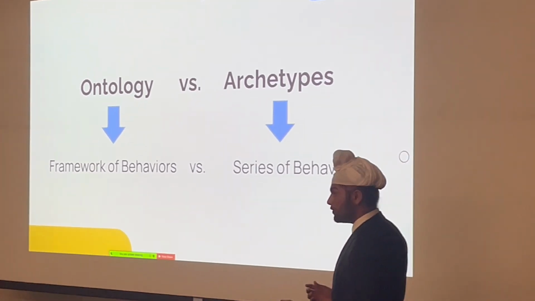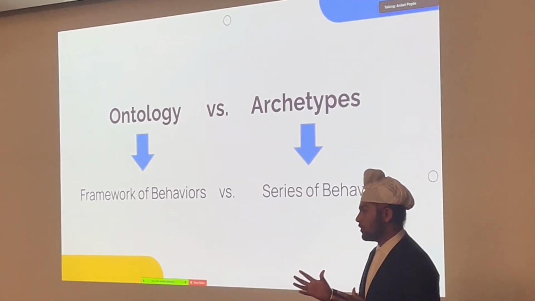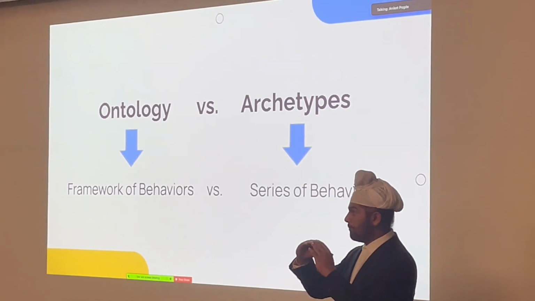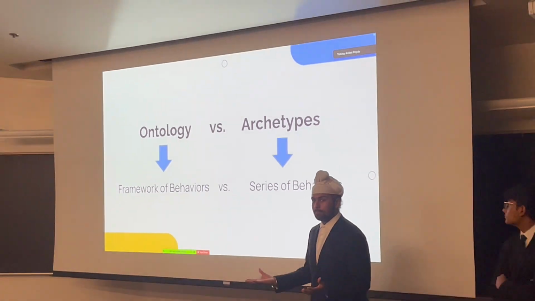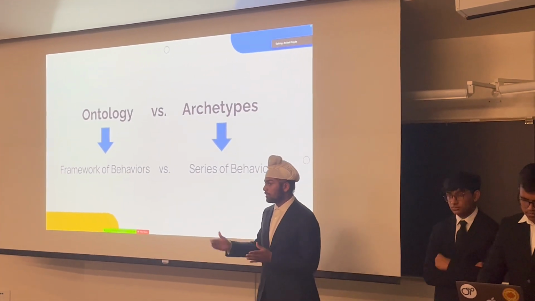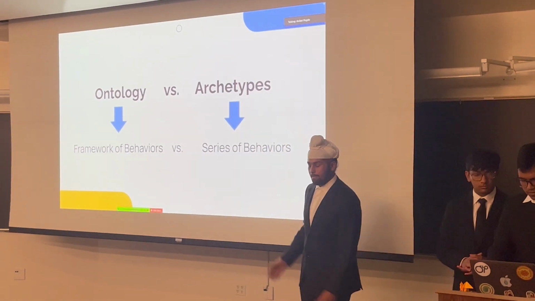So the ontology represents the way to classify these different behaviors, or a framework of behaviors, with categories and behaviors underneath each one. On the other hand, archetypes, as S.M. Jubair mentioned, are a series of consecutive behaviors, or basically a series of behaviors.